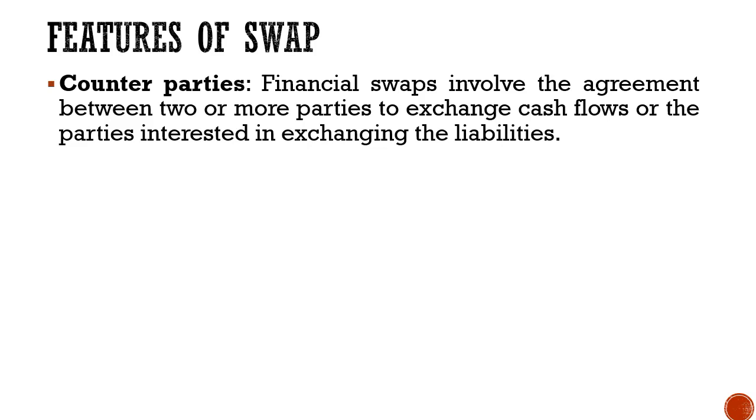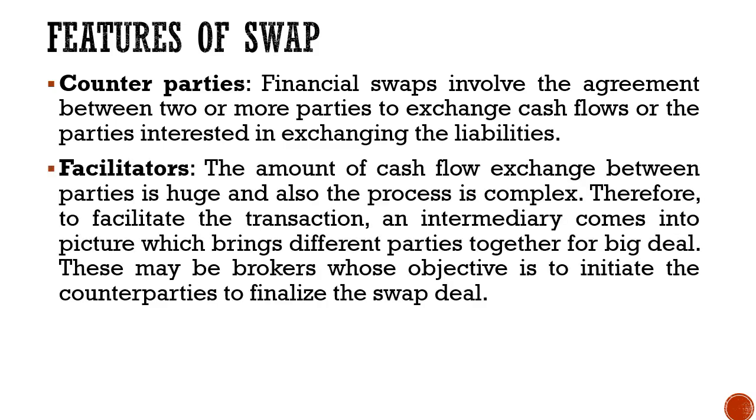Now let us learn the various features of swap. Number one, counterparties. A financial swap involves an agreement between two or more parties to exchange cash flows, or parties interested in exchanging liabilities. Second, facilitators. The amount of cash flow exchanged between parties is huge and the process is complex. Therefore, to facilitate the transaction, an intermediary comes into the picture which brings different parties together for big deals. These may be brokers whose objective is to get the counterparties to finalize the swap deals. So under swap, there will always be a broker who will try to bring the parties into the swapping contract.